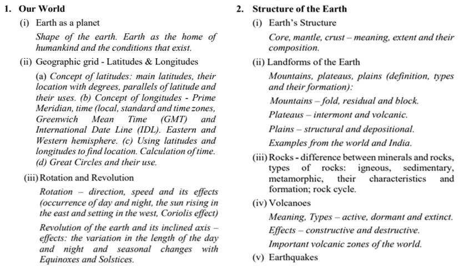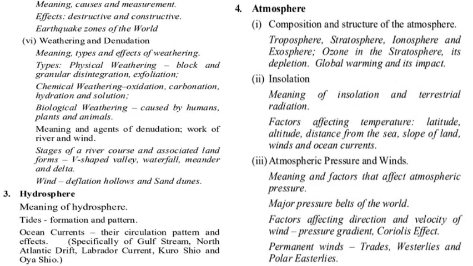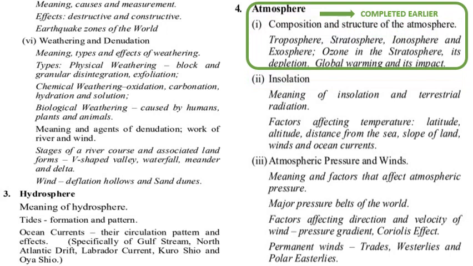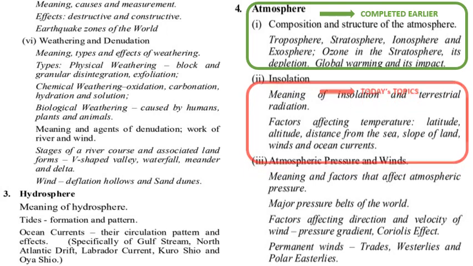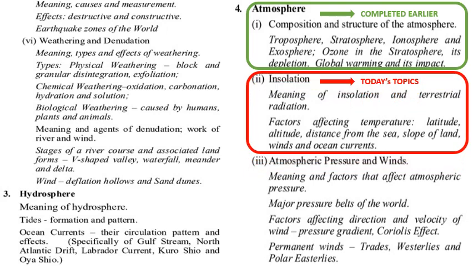The syllabus includes the first heading and the second heading, which has all the subdivisions, and all these subdivisions are separate chapters in your textbook. All the chapters we haven't completed. In topic number 4, subtopic number 1, composition and structure of atmosphere, is what we completed earlier. Subtopic number 2 covers insolation, meaning of insolation, terrestrial radiation, factors affecting temperature, latitude, altitude, distance from the sea, slope of the land, winds and ocean currents, and that is what we'll be focusing on today.